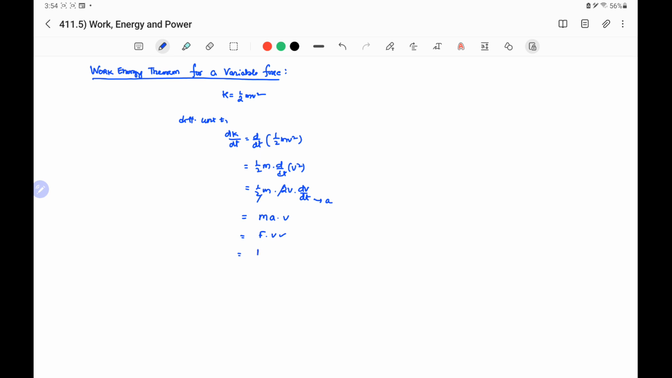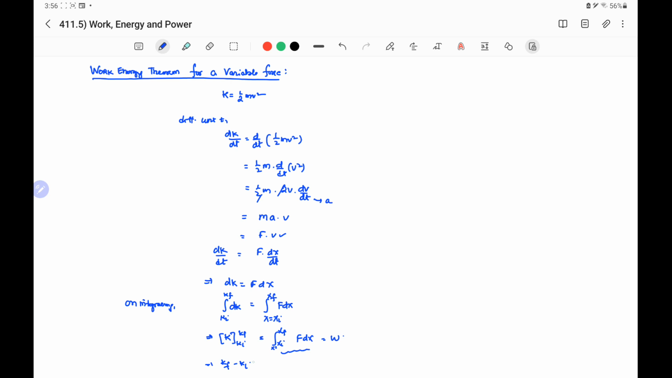This v is the velocity. Velocity is the rate of change of displacement, so we can write it is F into dx by dt, and it is equal to dK by dt, or we can write dK equal to F into dx. Now integrating the expression, we will have integral dK with limit K initial to K final, and it is equal to integral F dx from position xi to xf. So it is K with limits Ki to Kf equal to integral xi to xf F dx, and this term is the work done. So we can write Kf minus Ki equal to W. This is the work energy theorem for a variable force.